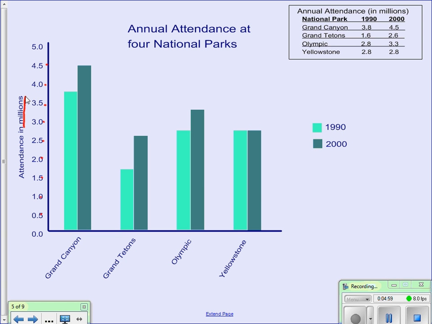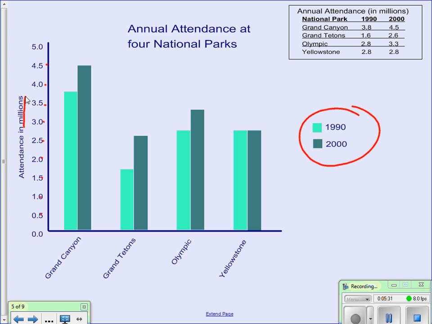As we look at this here, one thing we'll notice when you have a double bar graph, when you have more than one bar, you have to have a key. You have to tell us what those two bars represent. So over here we have a key, and we can see that the light blue is 1990, so that's the attendance in 1990. This grayish color is then 2000, so we can kind of see the difference between the attendance in 1990 and 2000.